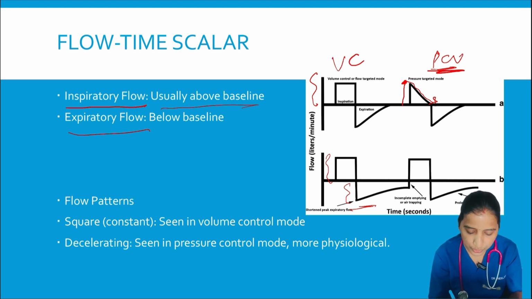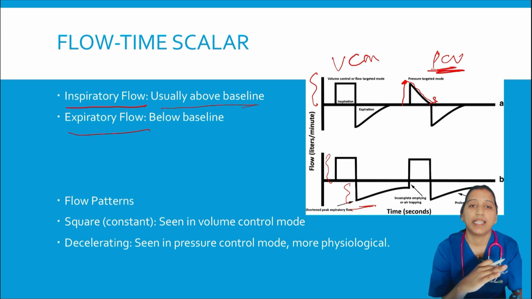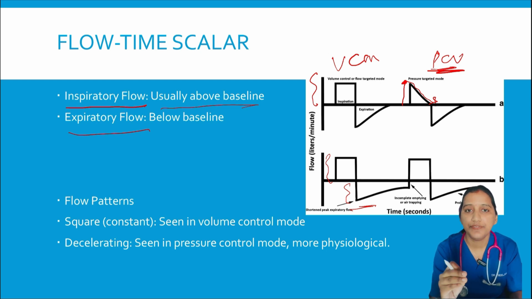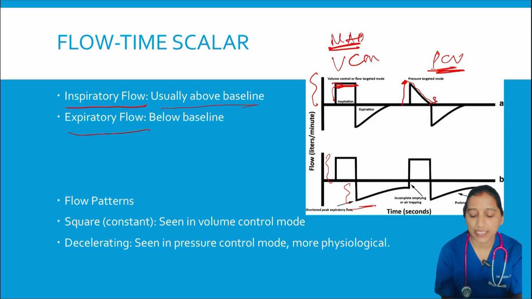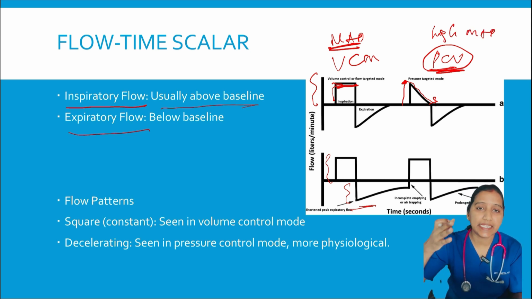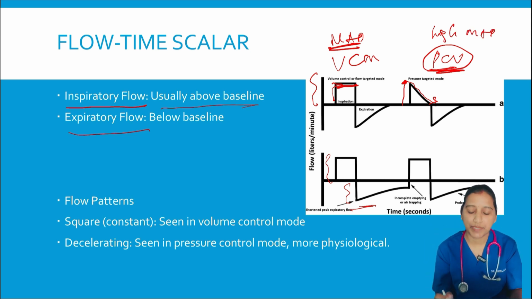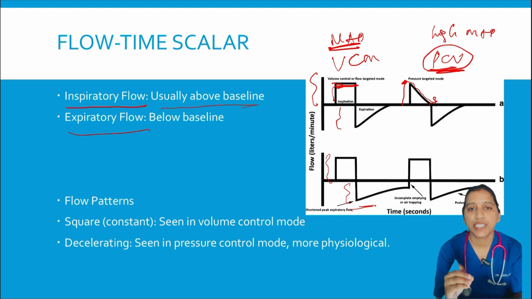Coming to the volume control mode, flow is constant until the goal tidal volume is achieved, resulting in a constant rise in the pressure and a higher peak inspiratory pressure, but a lower mean airway pressure. Whereas in pressure control mode, the patient has a higher mean airway pressure, which could be beneficial in situations like increased airway resistance. Next, coming to the expiratory flow, the shape of the expiratory limb of the curve is affected based on the airway resistance and compliance of the lung.